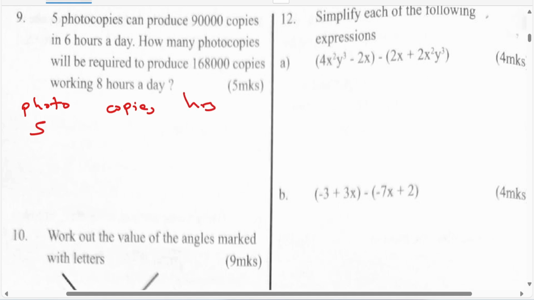So 5 such photocopies can produce 90,000 copies in 6 hours. So how many photocopies will be required to produce 168,000 copies in 8 hours a day? So you don't know the number of photocopies that you need. So you start by writing in proportions. So you start by writing 5, then multiply. And then kitu utafanya utaziba hii copies na mkono wako, and you'll assume it to have 1 copy each. So if 5 photocopies can produce 1 copy in 6 hours, what about 1 copy being produced in 8 hours?